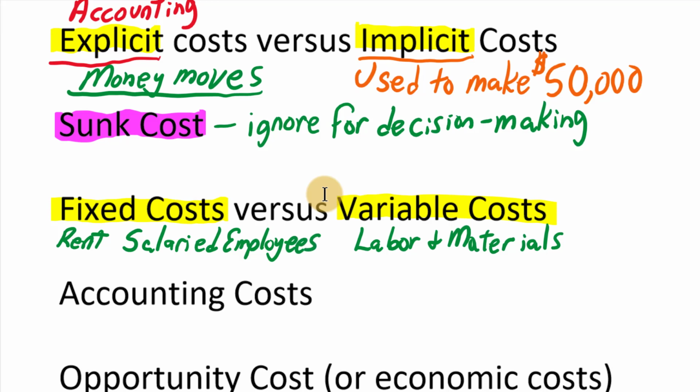No matter how many hours I work, I get paid the same amount. So salaried employees, management level people, fixed costs. But hourly employees, or people who get paid on a piece rate, so you pay them $1 per unit they produce, those are going to be variable costs.